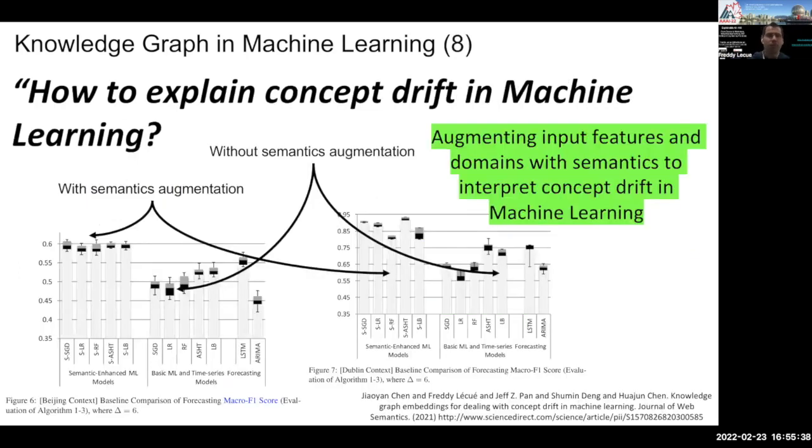Also, in the concept of concept drift in machine learning, that's usually applied in the context of streaming data, when the data is changing, is updating with a very high throughput.